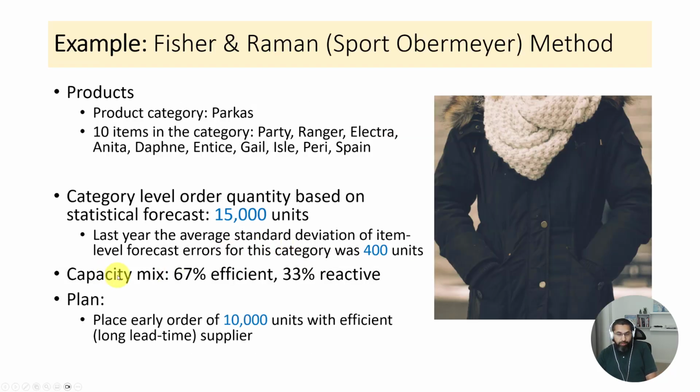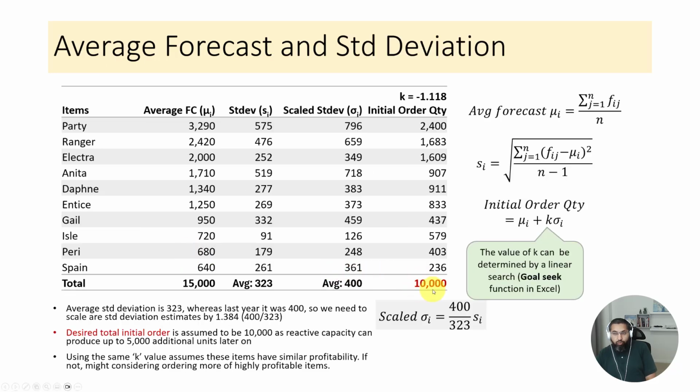Where did I get 10,000? From the breakup. I know that I have to order at least 67% of the total quantity in my efficient capacity, because my reactive capacity can only do 1/3, can only do up to 5,000 for this category. So I don't want to use up more than this category's share of the reactive capacity. So if I leave all of the 5,000 that I can for reactive capacity, I must place orders right now for 10,000 units. So I know that my order quantity has to add up to 10,000.